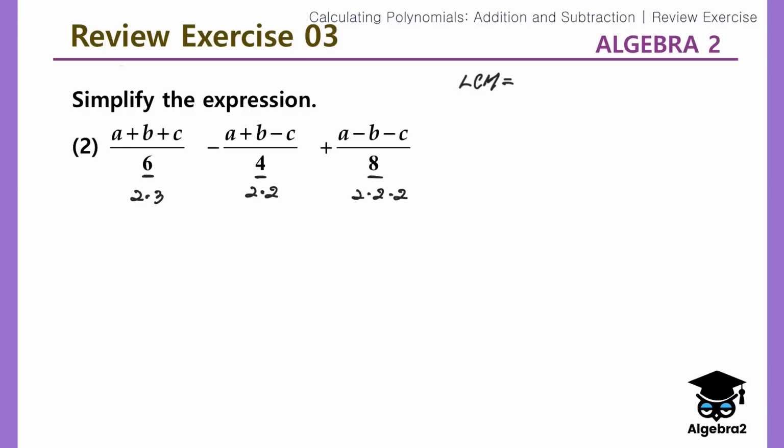We have to have at least 3 of 2's, right? So we have 2 of 2, 0, 1 of 2. So we must have 3 of 2's and 1, 3, right? So times 3. So this is 8. 8 times 3, that's 24, right? So our common denominator should be 24.